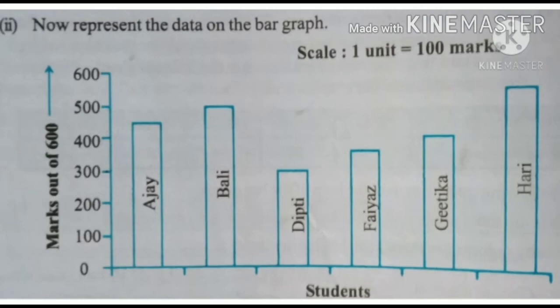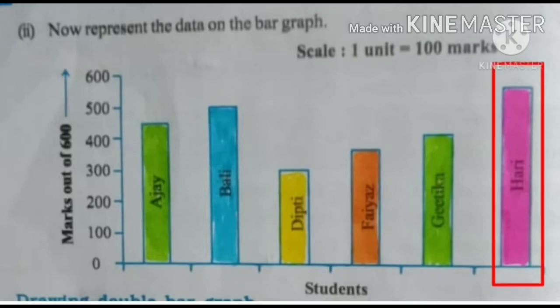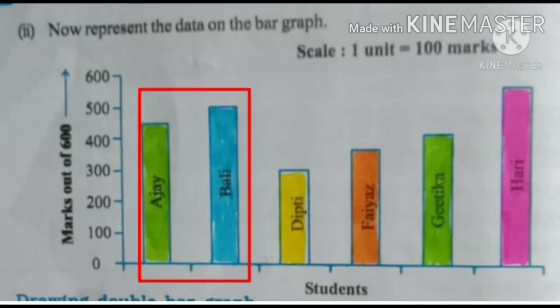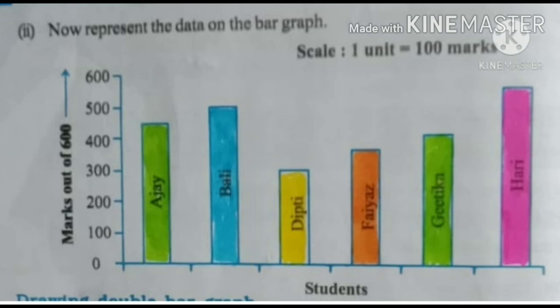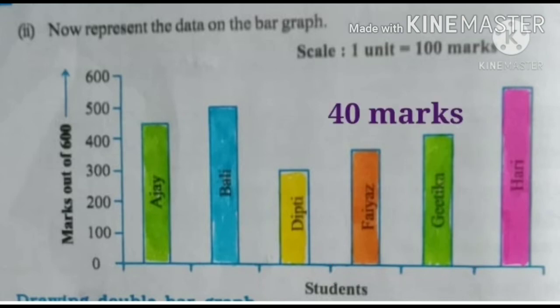Then answer the following. Who secured the highest marks? Hari secured the highest marks of 540. Who got the lowest marks? Deepti got lowest marks of 300. What is the difference between Ajay and Bali's marks? The difference between Ajay and Bali's marks is 50. By how much Fayaz got less than Geetika? Fayaz got 40 marks less than Geetika.